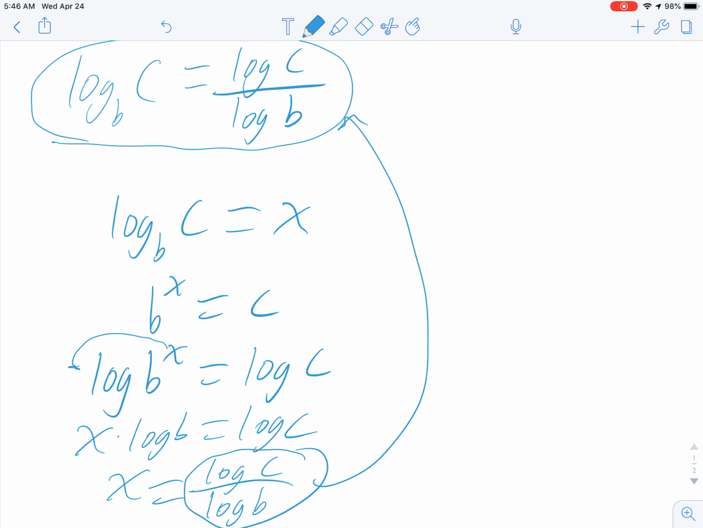And there you go. It's worth noting that this formula actually will work for any base. You don't have to use the common log. Obviously the most useful is the common log because that's the one we're trying to put into our calculator. But theoretically you could use any log.